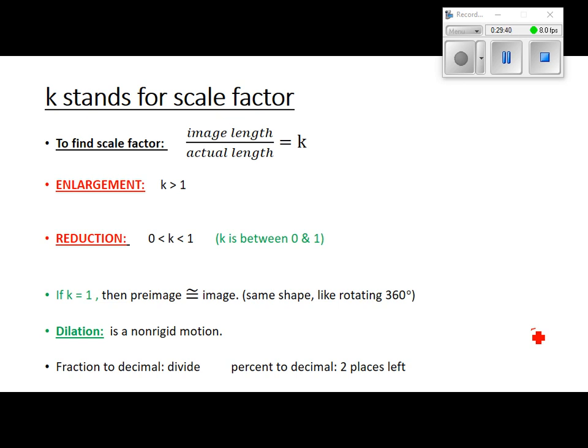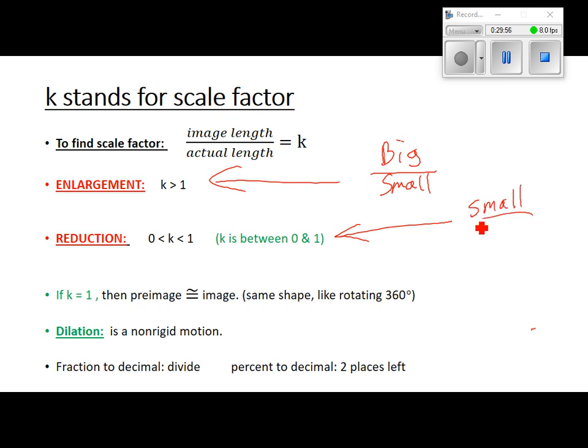Again, enlargement. For an enlargement in your fraction, you're going to have big on top, small on bottom. For a reduction, you're going to have small on top, big on bottom. If your scale factor happens to be 1, then that means you're not changing the size at all. It matches up exactly the same.